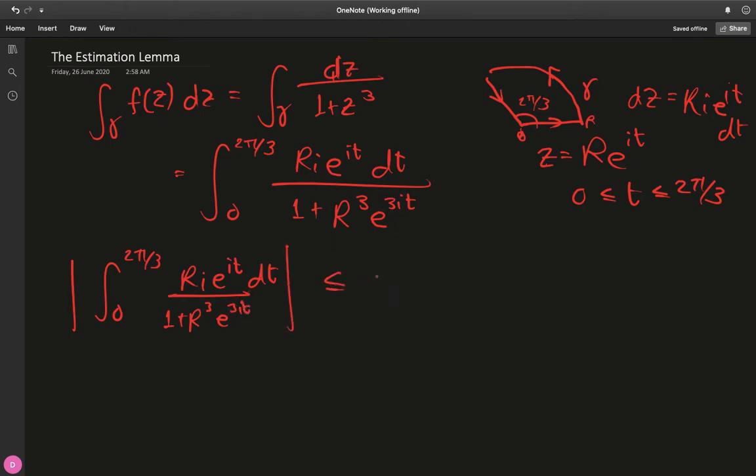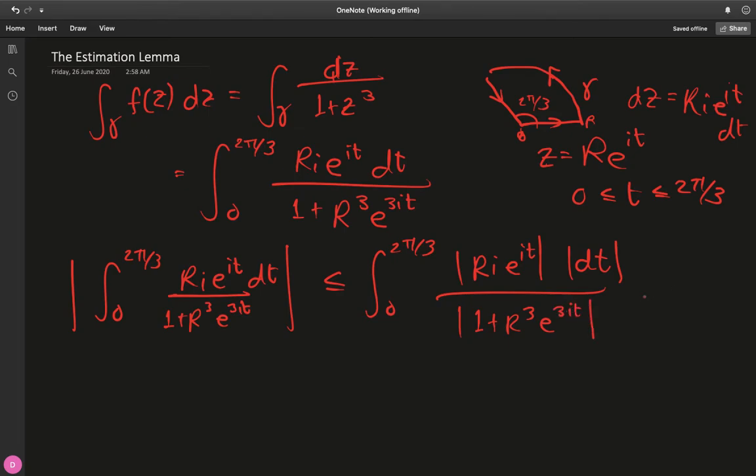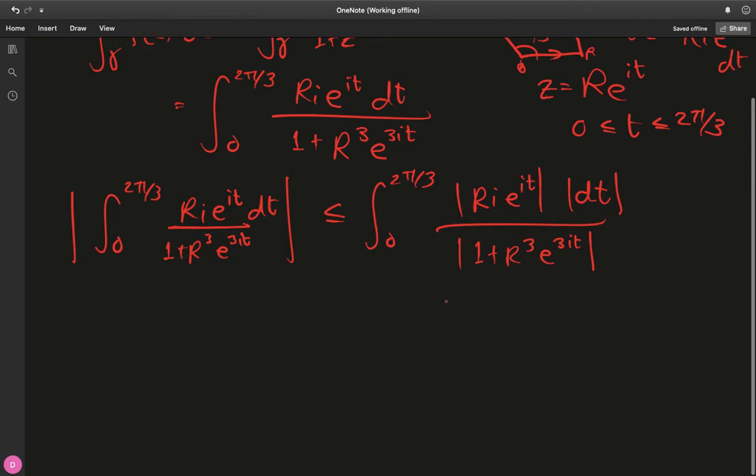We know that this is less than or equal to the integral from 0 to 2 pi over 3 of the mod of the integrand, which is mod of ri times e to the it times mod of dt divided by mod of 1 plus r cubed times e to the 3it. And now using the triangle inequality, we know that mod of z1 plus z2 is always greater than or equal to mod of z1 minus mod of z2. And when we take the inverse, the inequality switches.